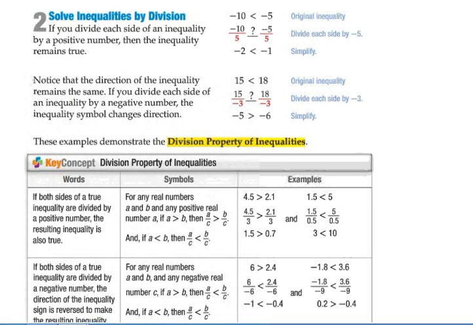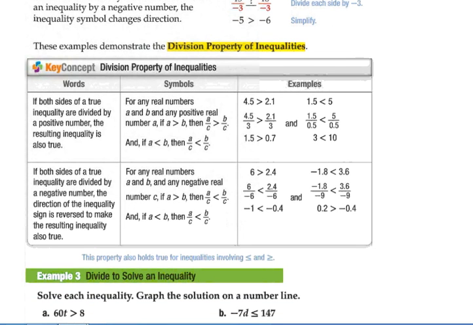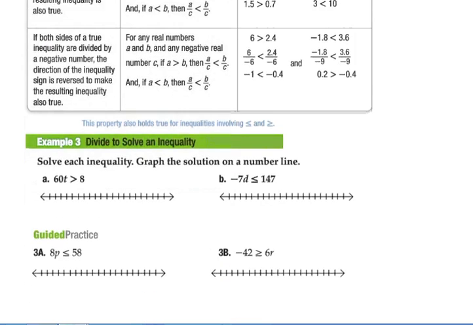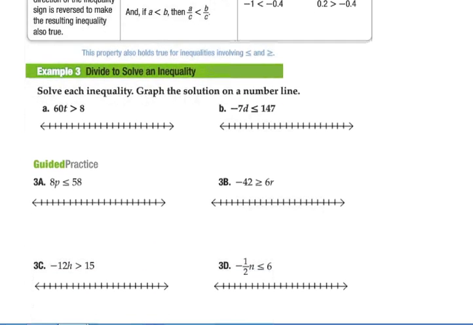Okay, solving inequalities by division. Again, they go through all of these different steps and show that as soon as I divide by that negative, I do have to switch the sign. They show all of the different division properties of inequalities. We understand to undo division, we multiply. So with all of that in mind, let's go ahead and solve these inequalities.